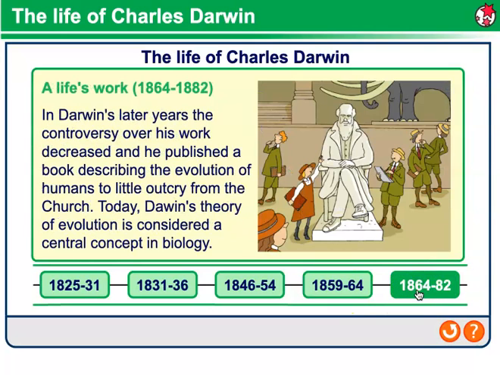From 1864 to 1882, in the later years of Darwin's life, the controversy over his work decreased, and he published a book describing the evolution of humans. There was minimal outcry during that time, especially from the church. Today, Darwin's theory of evolution is considered a central concept in biology.